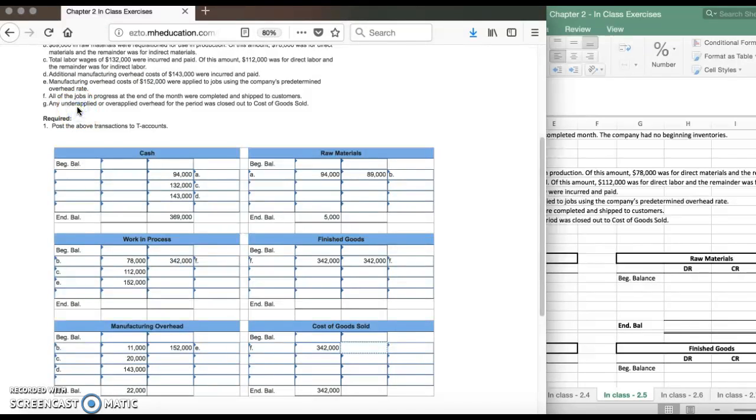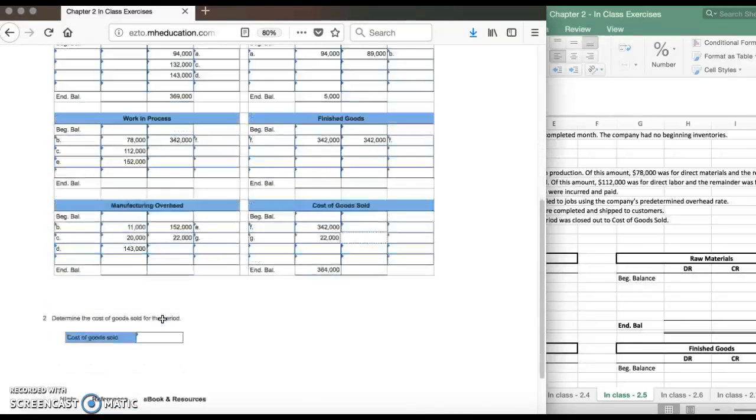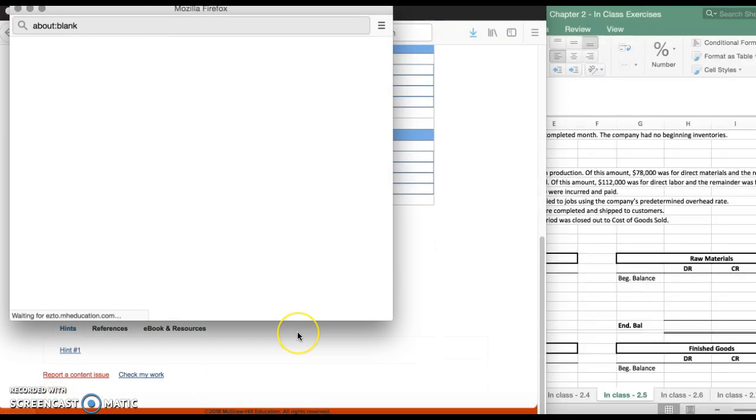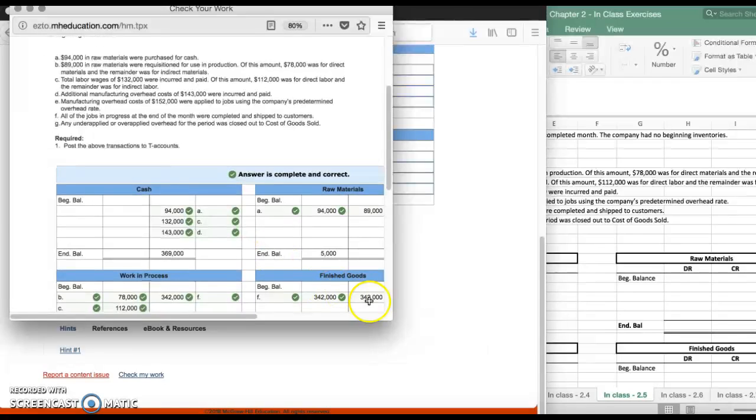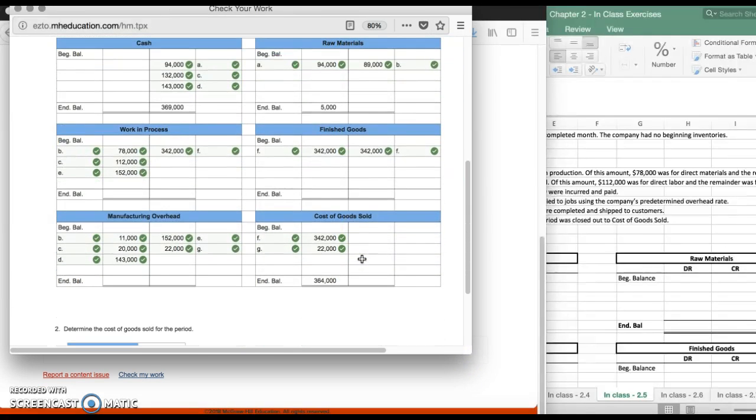So any underapplied or overapplied overhead for the period was closed out to cost of goods sold. So look, we have an ending balance in manufacturing overhead. So if this ending balance is a debit, that means we're going to have to credit manufacturing overhead, the difference, because remember, this is a temporary account, and so it's going to close out to cost of goods sold. So if we're crediting that, we're going to debit cost of goods sold. So that should give us what we need. So let's just check our work. Okay, excellent.